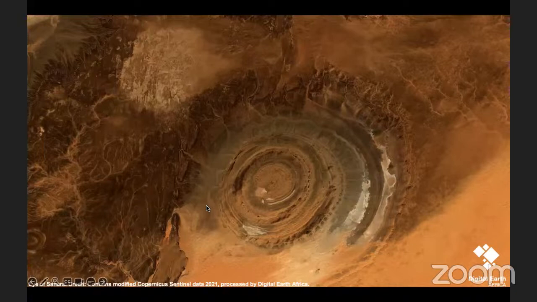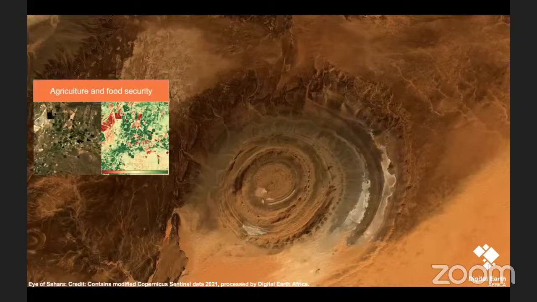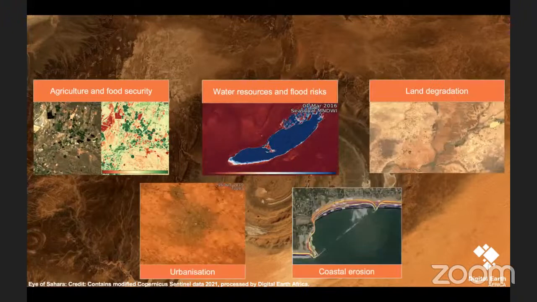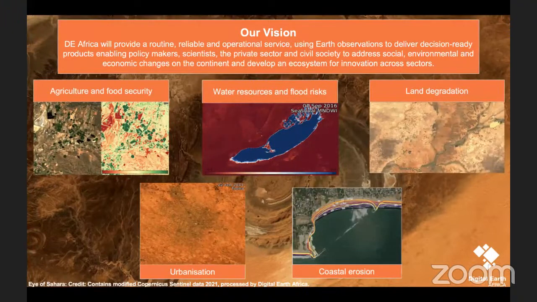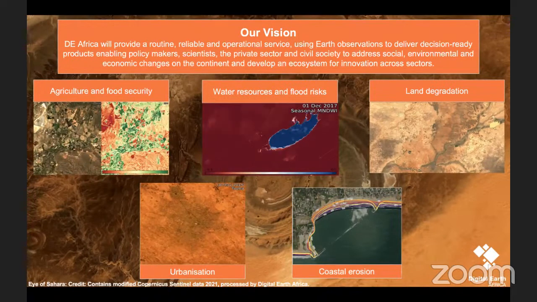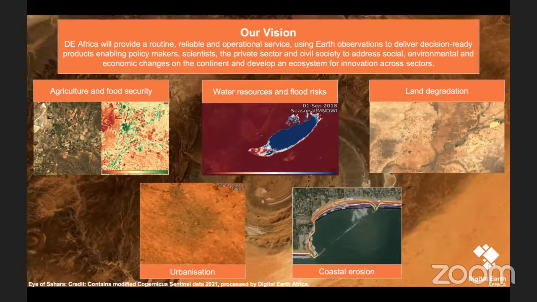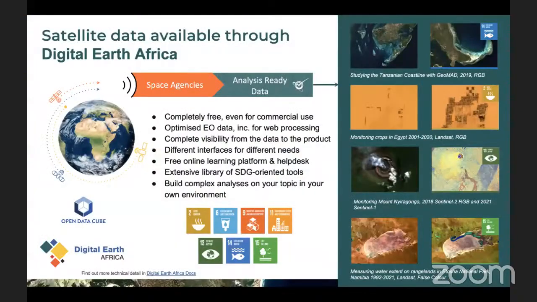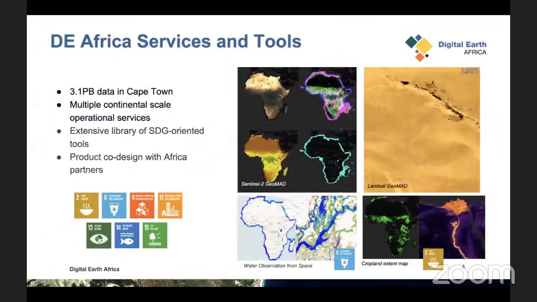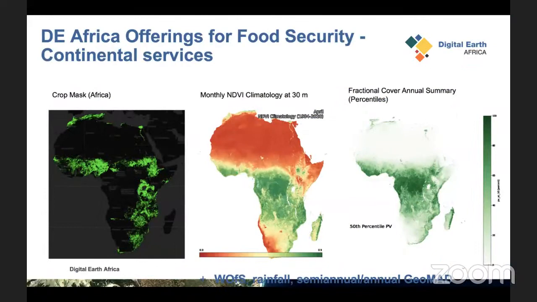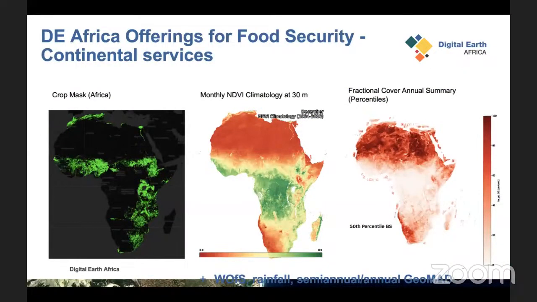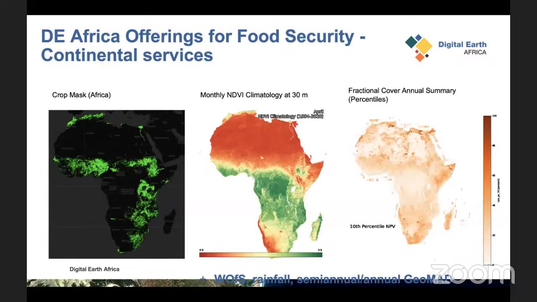So in a nutshell, that's what I talk about: Digital Earth Africa, the thematic areas that we are focusing on, and the vision of Digital Earth Africa to provide these routine, reliable, and operational services across the African continent. And these are some of our datasets that Digital Earth Africa has, but we'll talk more about it when we go into the sandbox. Okay, so let me just stop sharing. And now let me open the Digital Earth Africa platform.